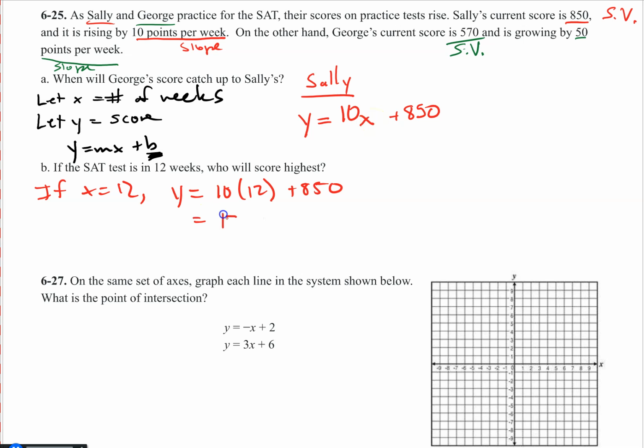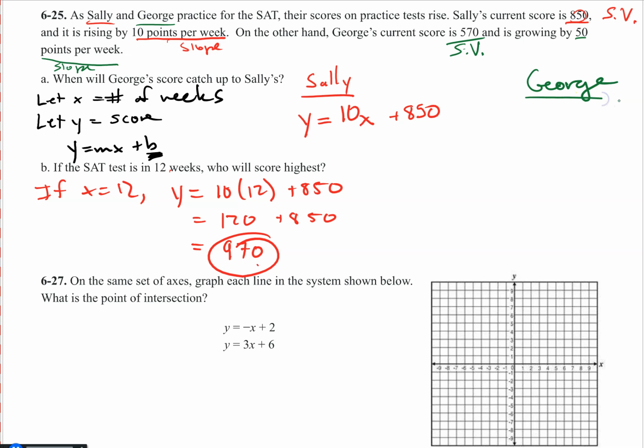So 10 times 12 is 120, and if you add it on to her starting value, that's going to be 970. And that makes sense, right? If it's growing 10 points per week for 12 weeks in a row, that's 120 points of growth. Add that on to where she started, and that's her new point total.